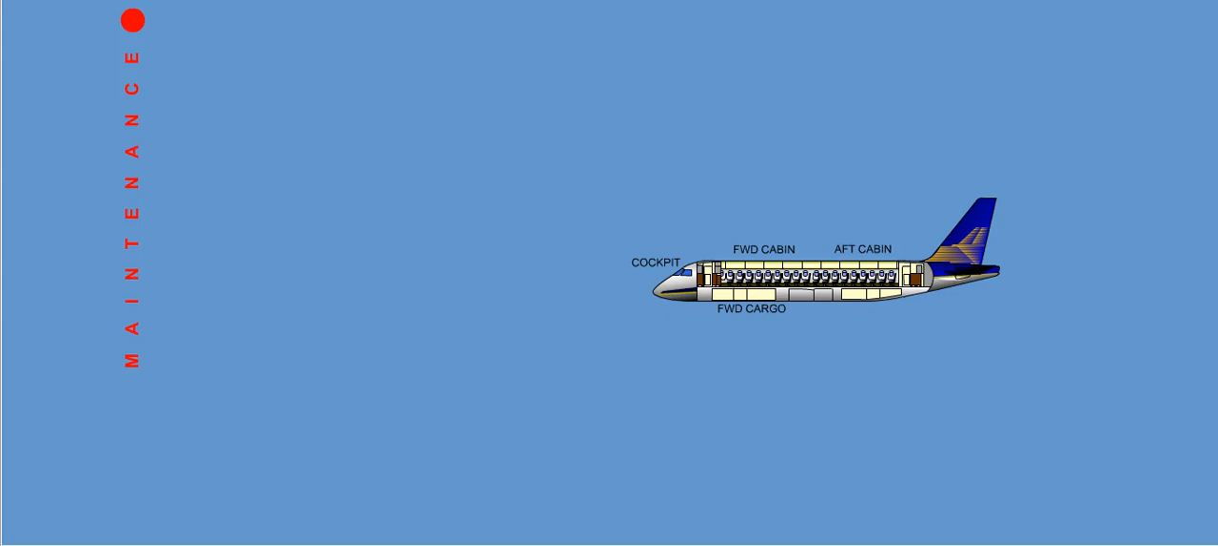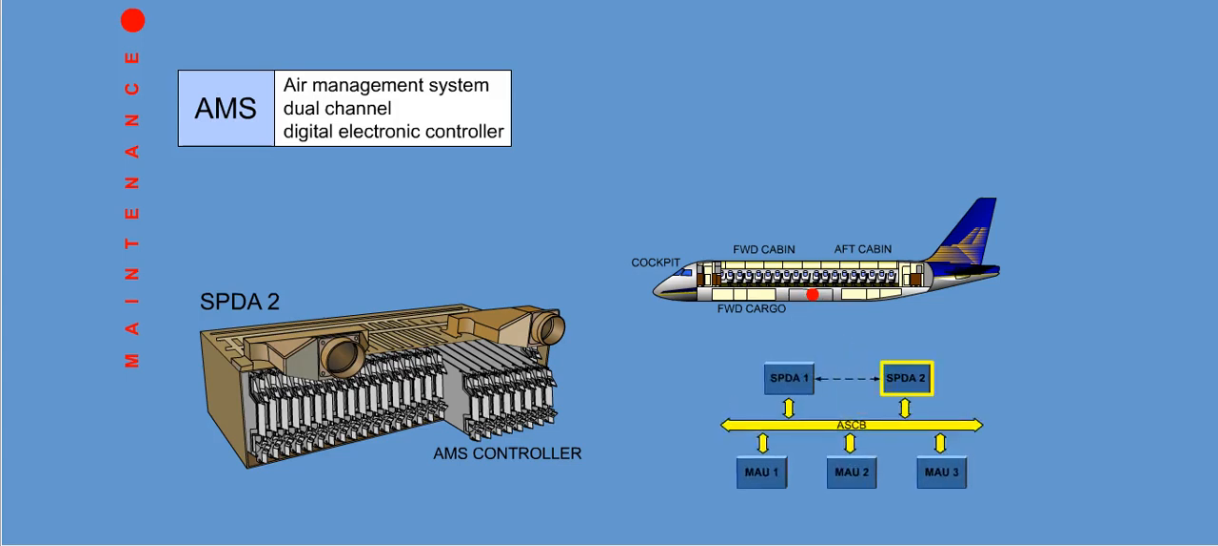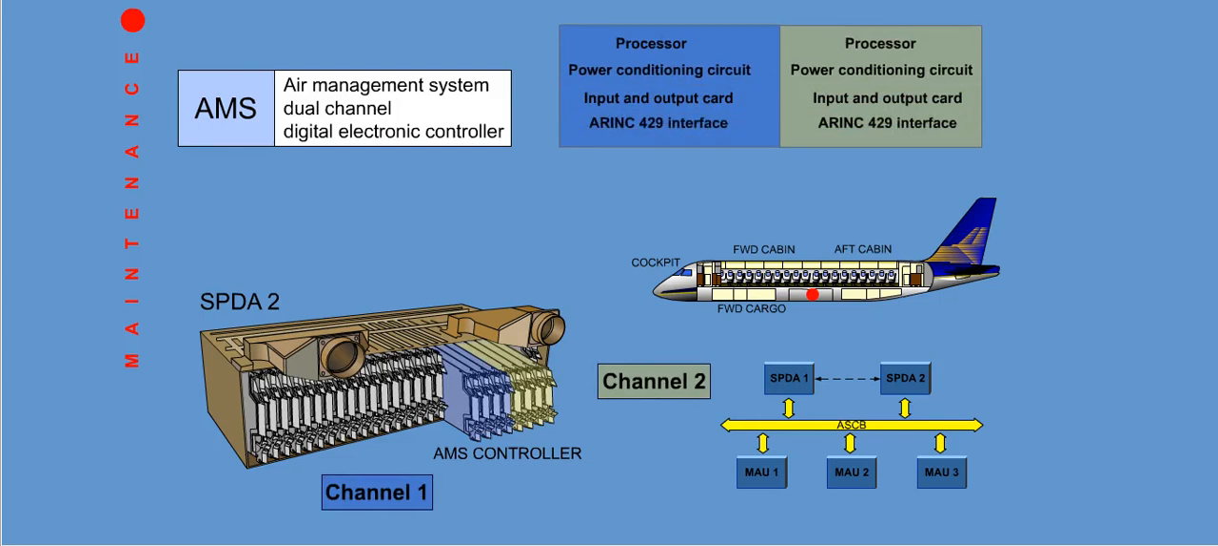The air conditioning system functions are integrated into the Air Management System Dual-Channel Digital Electronic Controller, AMS, which is located inside the Mid-Secondary Power Distribution Assembly, SPDA. Each channel contains its own processor, power conditioning circuits, input and output cards, and ARINC 429 interfaces.